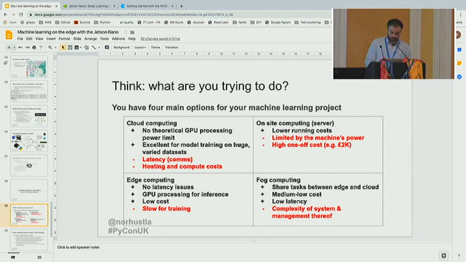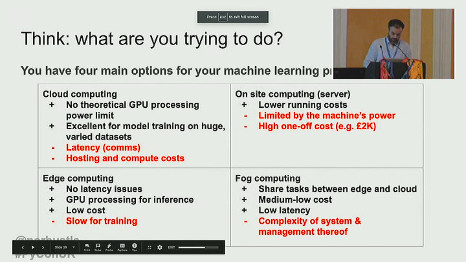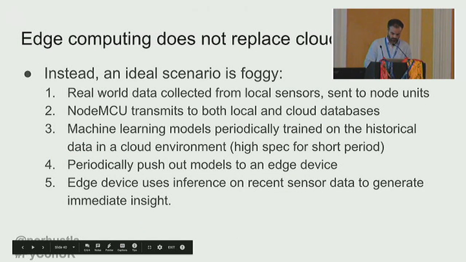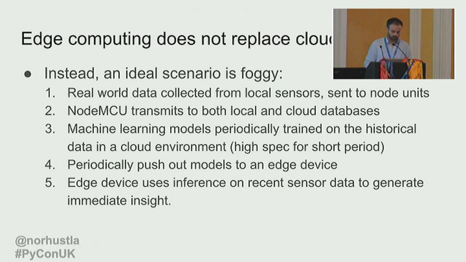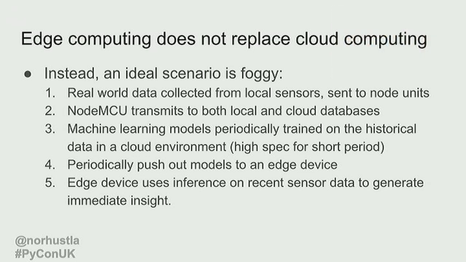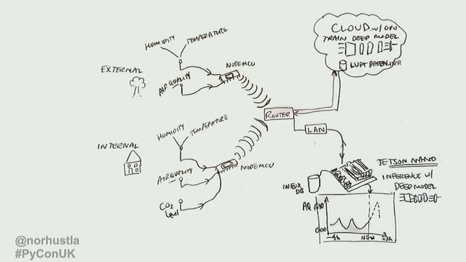So I really think the bottom right is the way to go. You use the cloud briefly to train your model, but then you're doing all your inference at the edge. So overall, you're keeping your running costs down for your project. But the thing is, you create this complex system that I showed earlier. I can actually present the slide now. So again, the ideal scenario for me is a foggy scenario, and that's what I'm working with at the moment. And there it is.